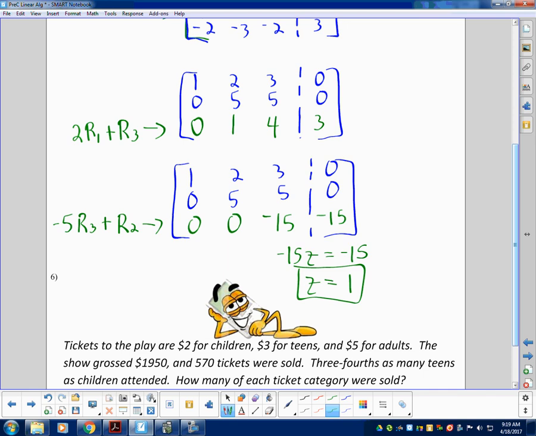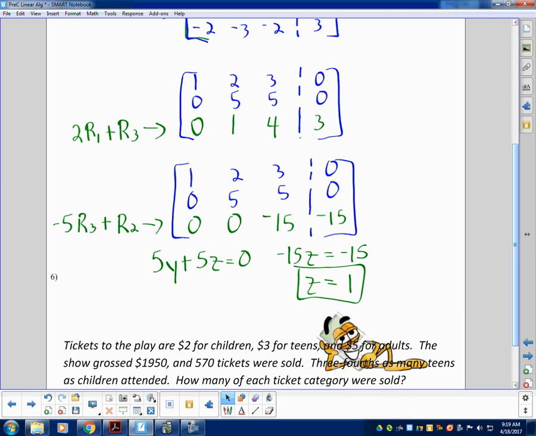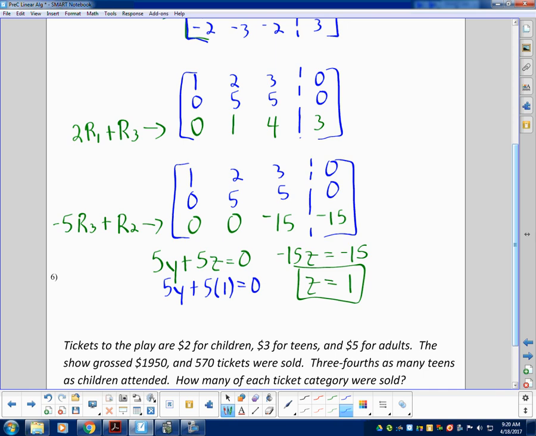What does this mean right here? 5y plus 5z equals 0. So what is z? 5y plus 5 times 1 equals 0. Solve that for y. You get y equals negative 1. Okay, good.